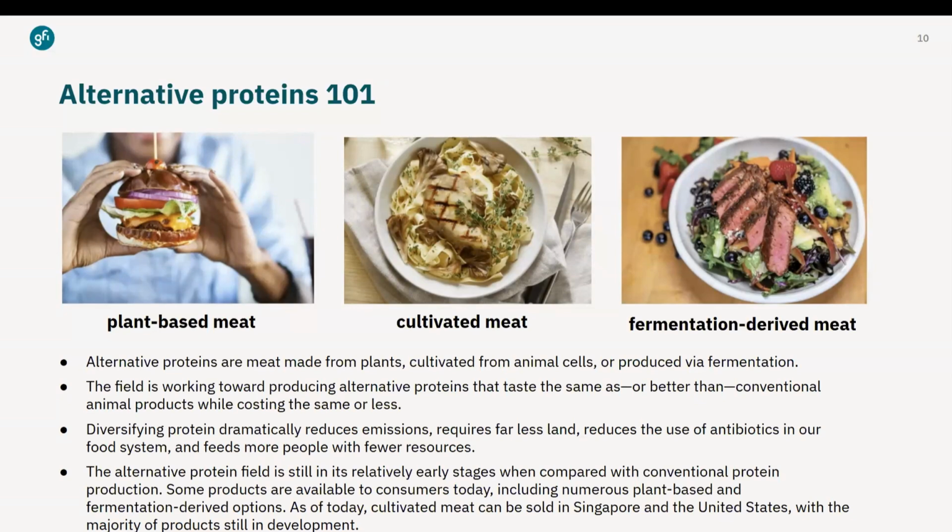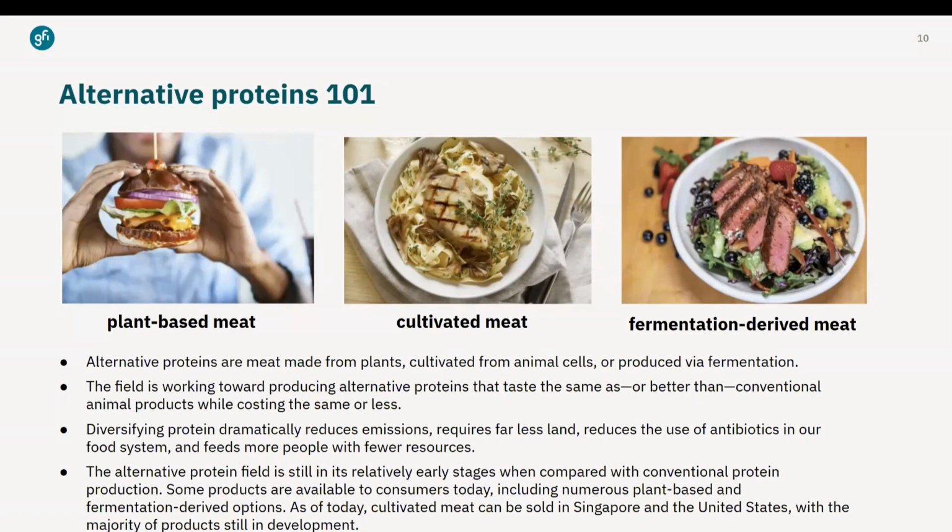And the reason these exist is to give alternatives to people who want a similar experience to animal products, but don't want all the emissions. They don't want to have to slaughter an animal, things like that. And there's a lot of R&D going into the space to help improve these plant-based meats. But because there are some basic limitations to how close you can get to meat with something that isn't animal tissue, there are other alternatives being developed.